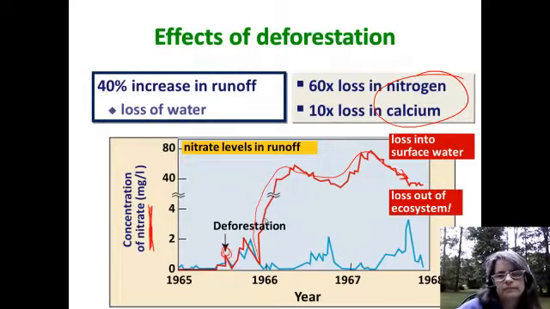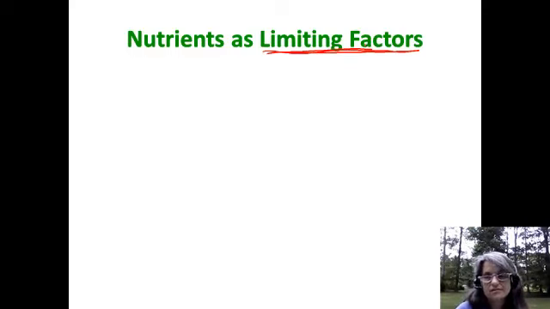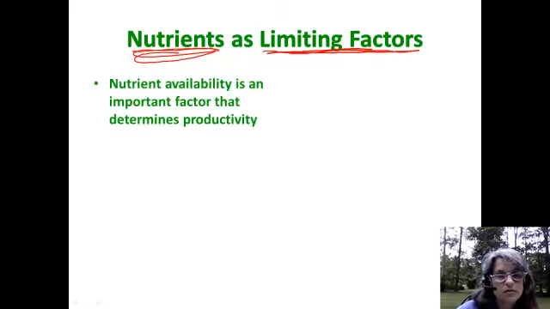Finally, nutrients as limiting factors. Populations in an ecosystem could theoretically just keep multiplying and multiplying, reproducing, but they don't. And that's because eventually you run out of food, you run out of space. Well, sometimes you could run out of a nutrient. Nutrients can act as limiting factors, limiting how rapidly a population or a community can grow in an ecosystem.